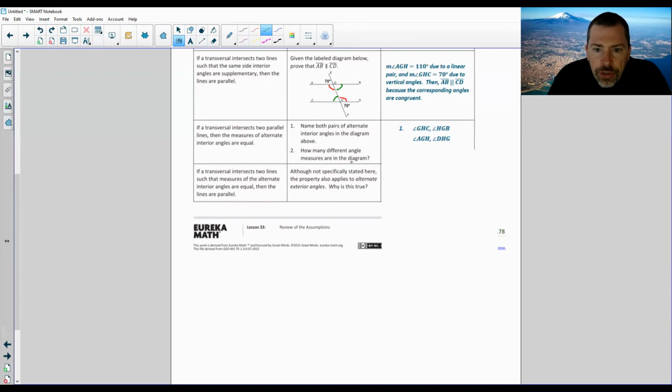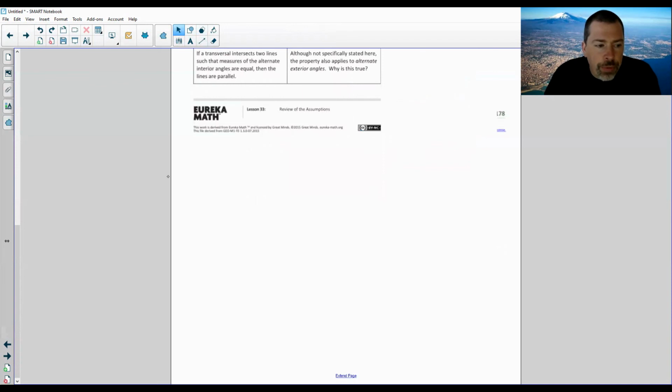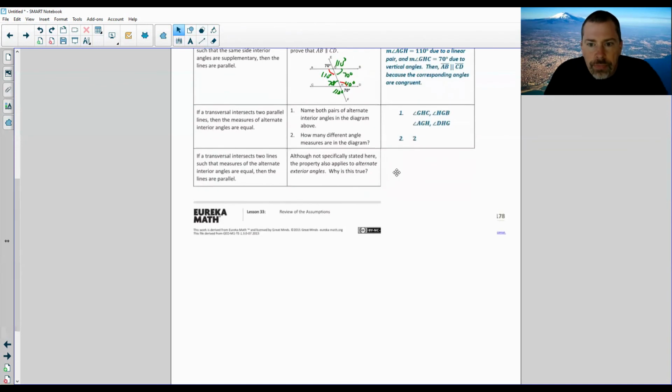How many different angle measures are in the diagram? So you have 70, 70, 70, 70, 110, 110. This is 110, this is 110, adding up to 180, adding up to 180. This is 70, this is 70, this is 110, this is 110. So when I label all of these because of linear pairs and corresponding angles and alternate interior angles and vertical angles, then we only have 2 angle measures in a diagram when we have parallel lines.